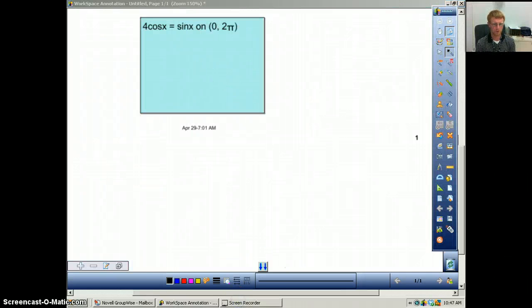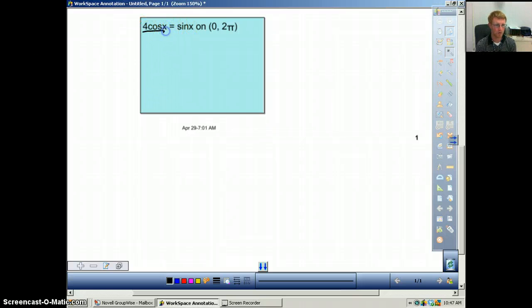Okay, so this last problem is actually a little bit easier once you understand what we're trying to do here. Obviously I have a sine and a cosine. So the first thing I think of is when I have sine and cosine, I want to get it into one term. So when I see both of them at the same time, I think tangent. So I'm going to divide both sides by cosine of x, because the sine over the cosine is equal to the tangent. So that means we have 4 equals tangent of x.